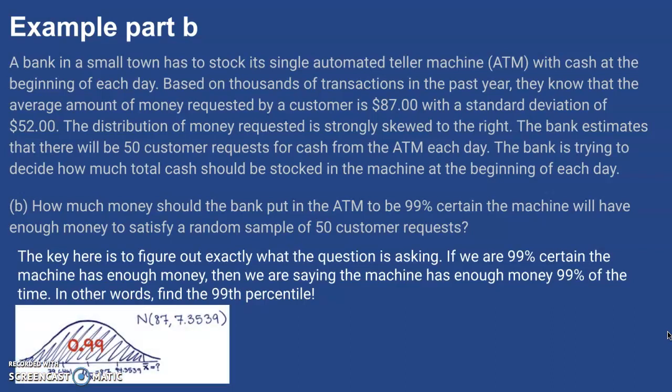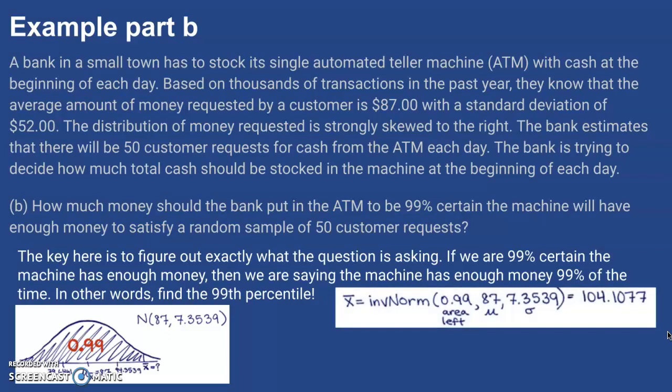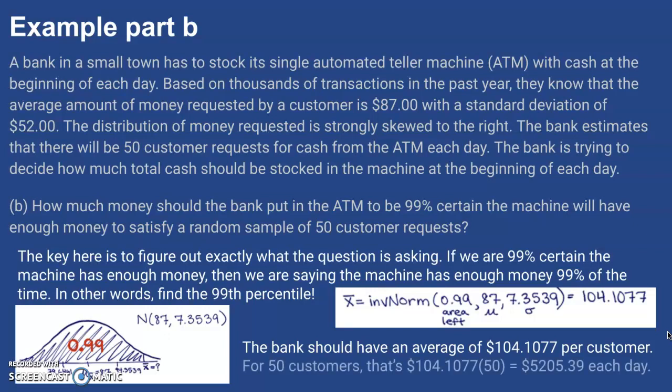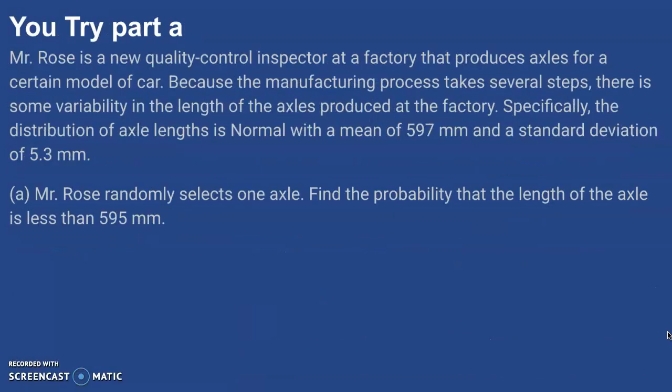All right, so we had a normal distribution because of the central limit theorem. We know the mean for the x-bars is 87. We know the standard deviation. So we're trying to find that x-bar that you see in the picture. Well, you can use inverse norm. You've got the area to the left was 0.99, and you know the mean and standard deviation. So that means that x-bar is at 104.1077. The bank should have an average of 104.1077 per customer. They're planning for 50 customers, so multiply that by 50. They'd need $5,205.39 each day.